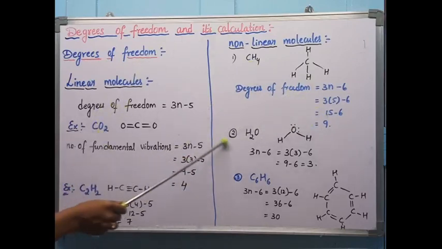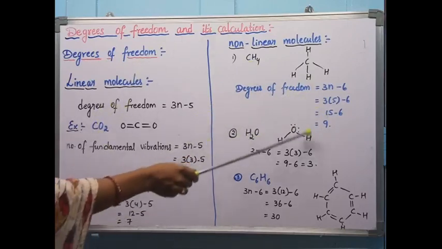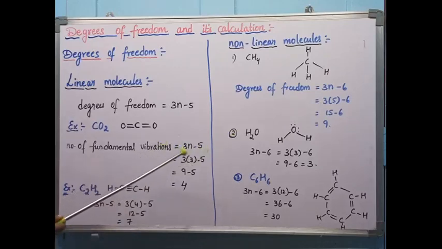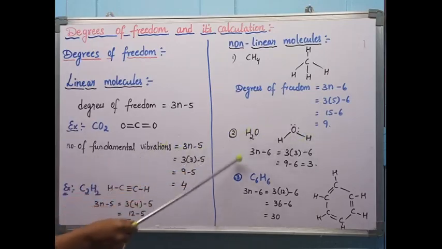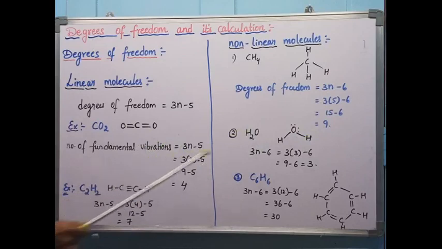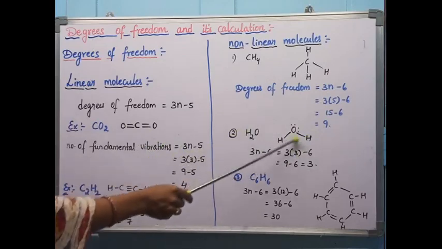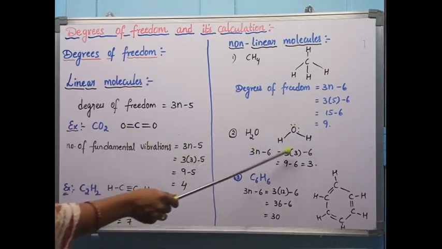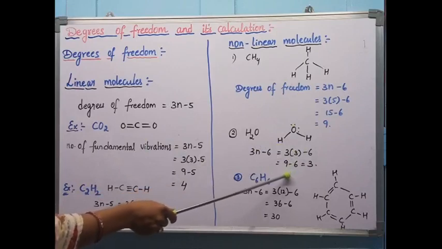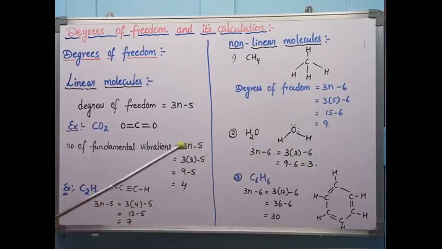Okay, next I am taking H2O. The H2O molecule exhibits an angular shape or V shape. You can see this. Okay, so 3n minus 6. So 3 into 3 minus 6. So we are having 3 atoms in the molecule. So 3 into 3 minus 6. So we are getting 9 minus 6. Totally we are getting 3 in case of the water molecule. So the water molecule has 3 total degrees of freedom or 3 total number of fundamental vibrations.